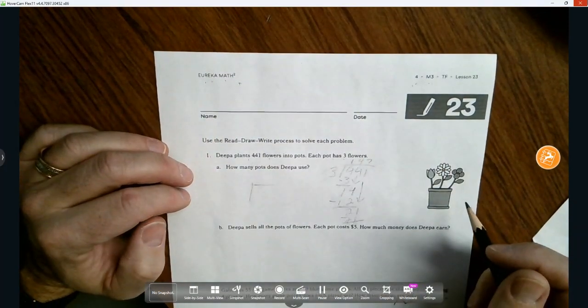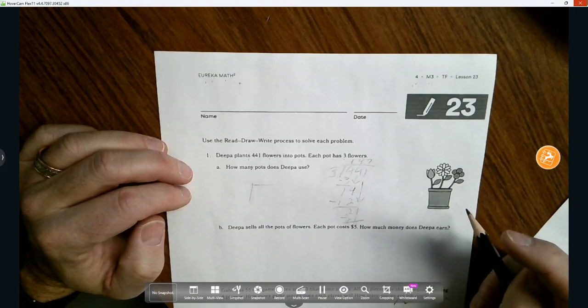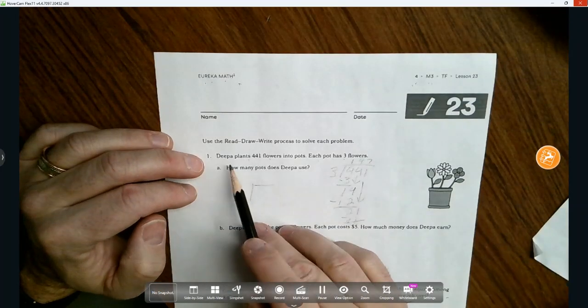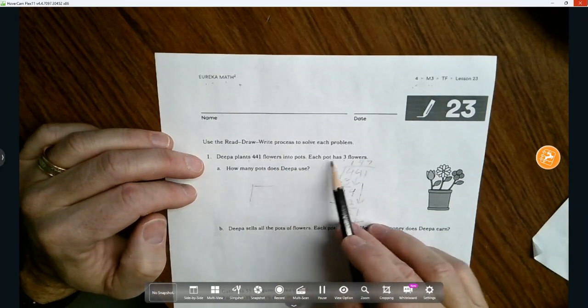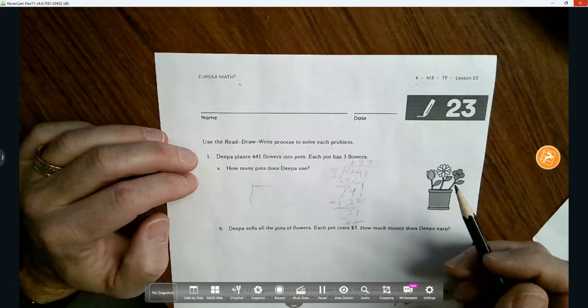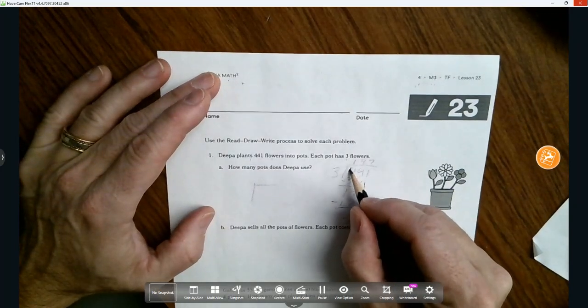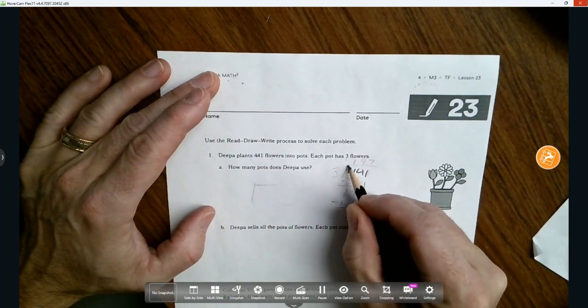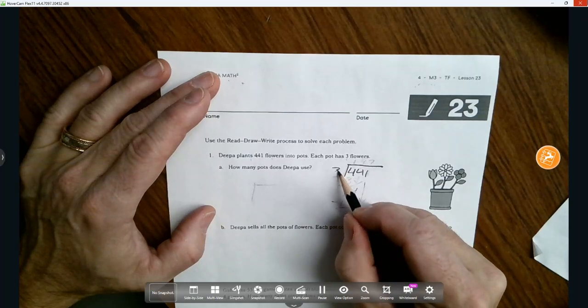All right. Deepa has 441 flowers she plants into pots. Each pot has 3 flowers. How many pots does Deepa use? Let's go here. We're going to take 441 flowers. We're going to put 3 in each pot.